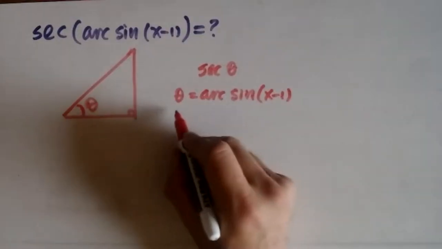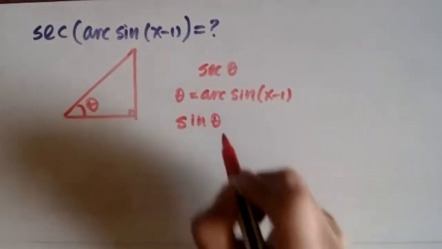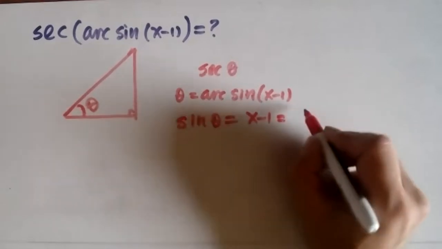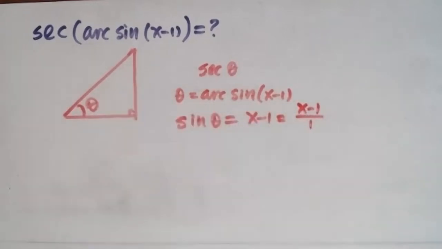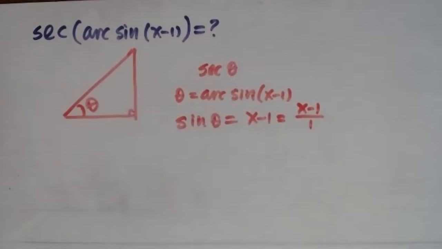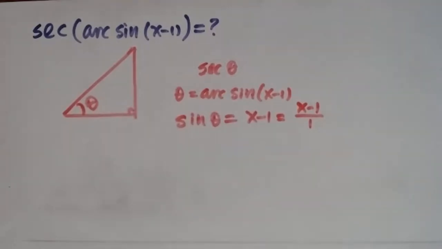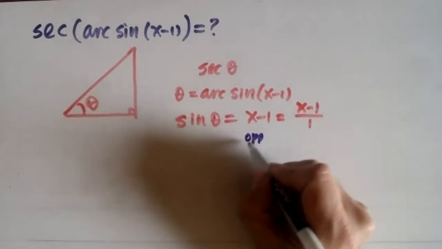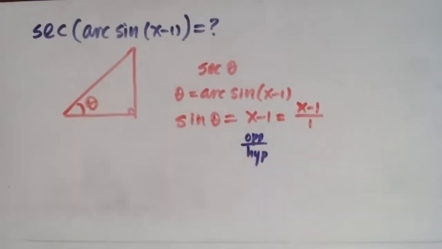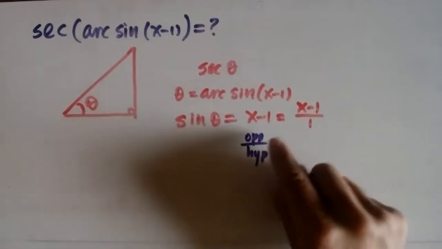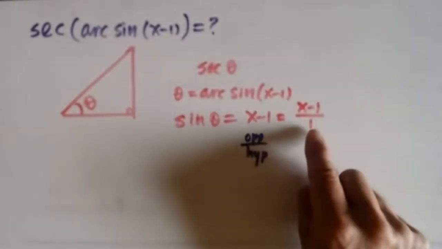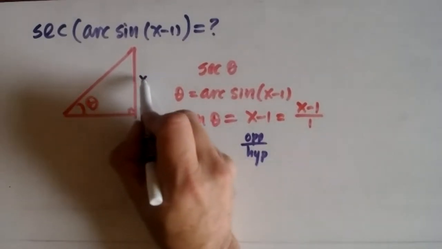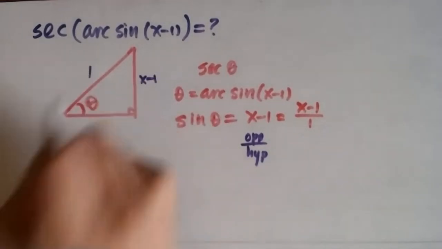where the angle is the arc sine of x minus 1. If I use the inverse function, I find that sine theta is x minus 1. Now I'm going to make this a ratio, x minus 1 over 1. Remember, any number over 1 is a fraction. Now, what is the definition of sine? Opposite over hypotenuse. The opposite is the top number and the hypotenuse is the bottom number. So the opposite is x minus 1, and the hypotenuse is 1.